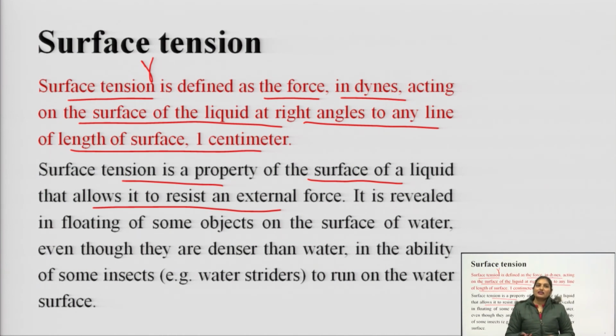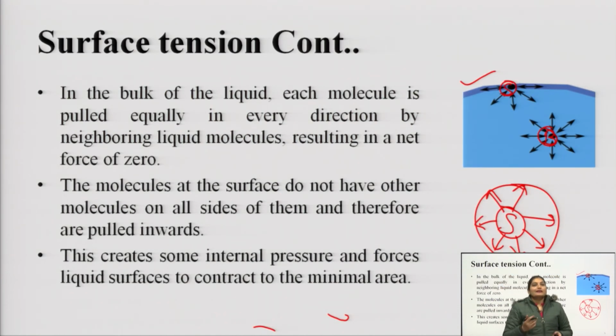What is surface tension? It is the phenomenon that is responsible for the liquid acquiring a minimum surface area. It is the property of the surface of a liquid that allows it to resist an external force, and it is defined as the force in dynes acting on the surface of the liquid at right angles to any line of length 1 centimeter of surface.